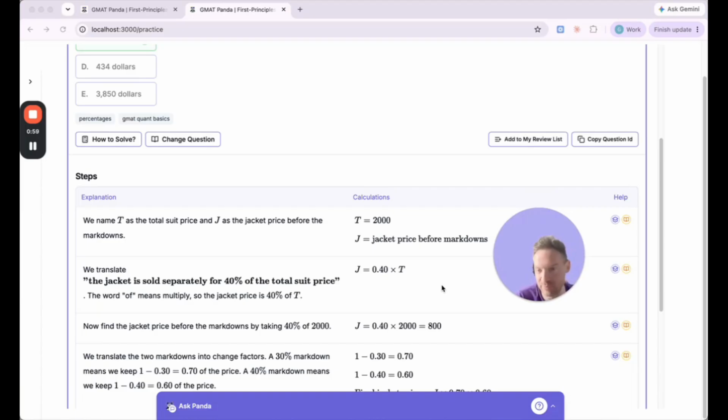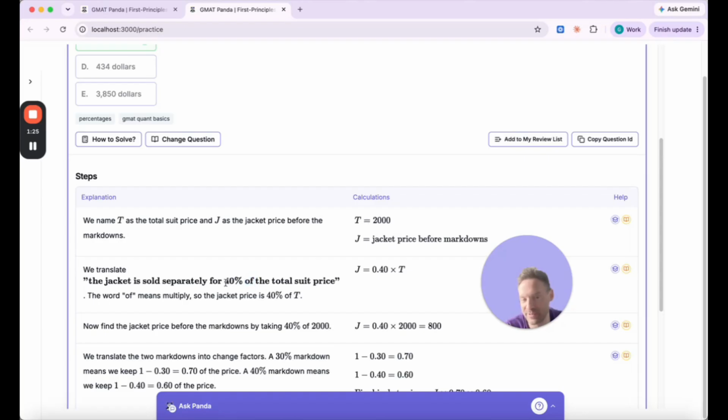Okay, so a markdown is a discount or a sale on an item. So the jacket we can calculate by simply doing 40% of the total price, which is 2,000. Right? So remember that "of" can be replaced a little bit like a times. Right?